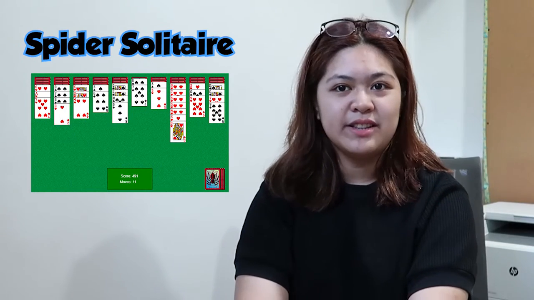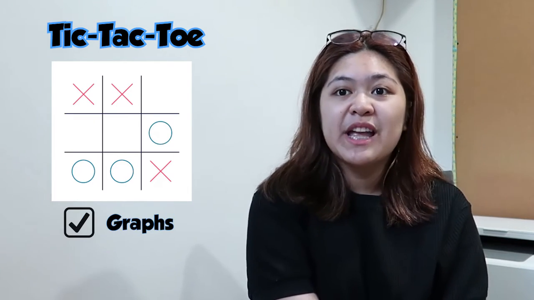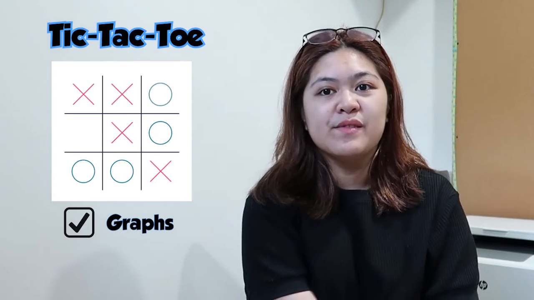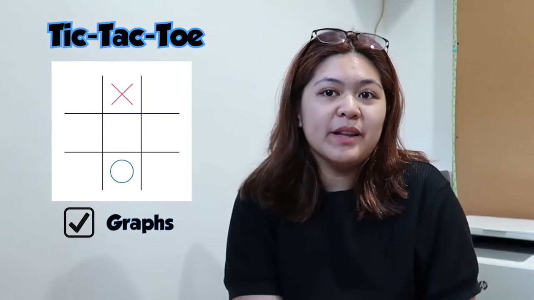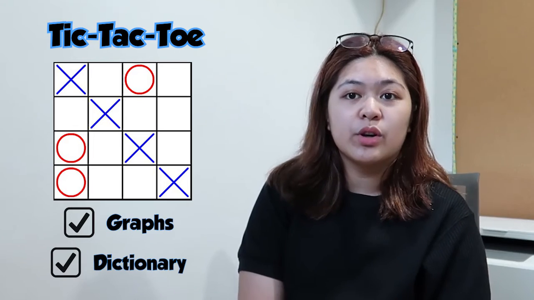Another game you can try is Solitaire or Spider Solitaire, which makes use of stacks and trees. Tic-tac-toe is another game you can try. All possible moves can be calculated in advance and then stored in a data structure such as a graph, which can be used to represent how the game evolves as each player takes a turn. If you're looking to make it a bit more complex, you can also try to widen the grid beyond 3x3, then use a data structure like a dictionary in order to store the coordinates or positions in the board.